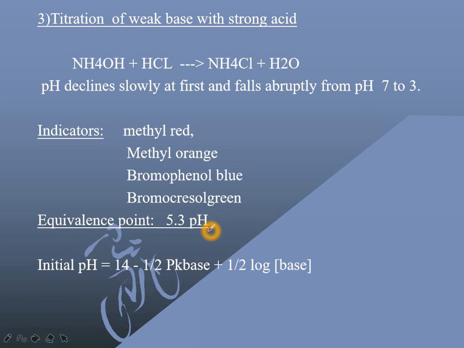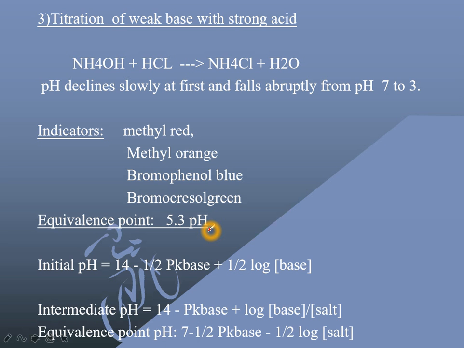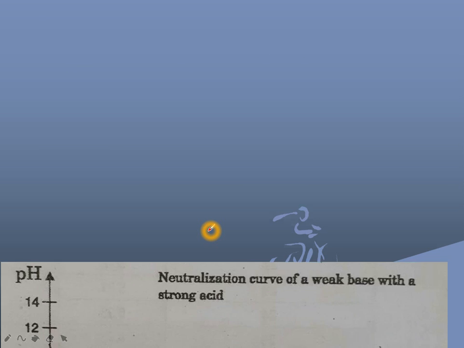The initial pH will be 14 minus 1 by 2 pK base plus 1 by 2 log concentration of base. The intermediate pH can be calculated by the equation 14 minus pK base plus log concentration of base divided by salt, and the equivalence point pH can be calculated by the equation 7 minus 1 by 2 pK base minus 1 by 2 log concentration of salt.